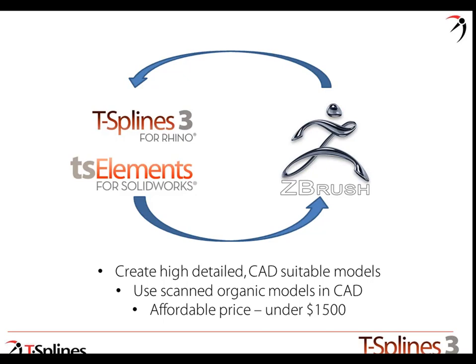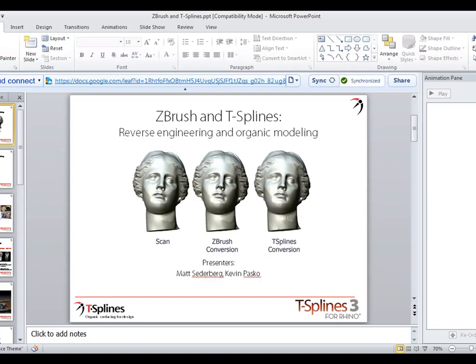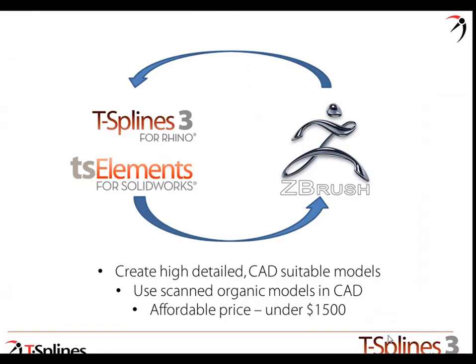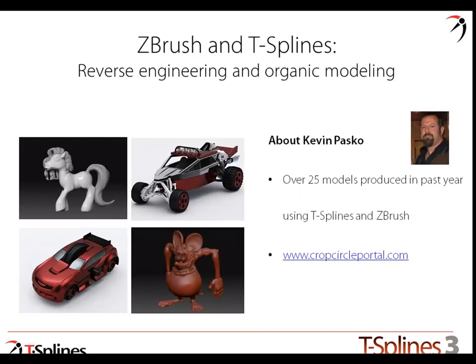And this is also an affordable combination. You can get ZBrush and T-Splines for under $1,500. So with that, let me turn the time over to Kevin Pascoe, one of the designers who first turned us on to the power of this combination. Kevin will be doing live demos of both ZBrush and T-Splines as he shows you how this all works.